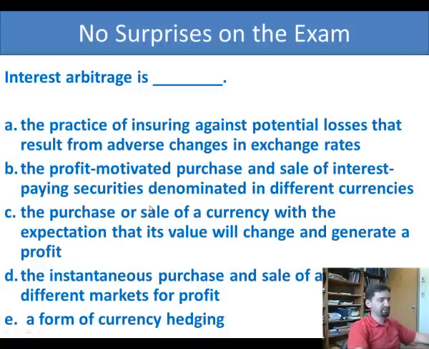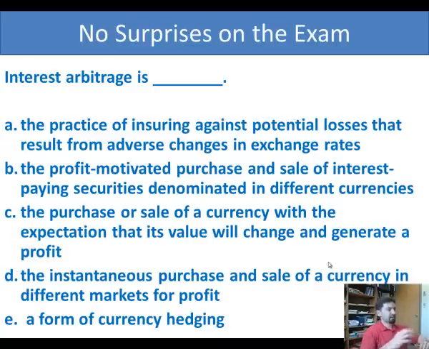Now here's a question just to make sure that you understand how it works. Interest arbitrage... and obviously the correct answer would be B, the profit-motivated purchase and sale of interest-paying securities denominated in different currencies.